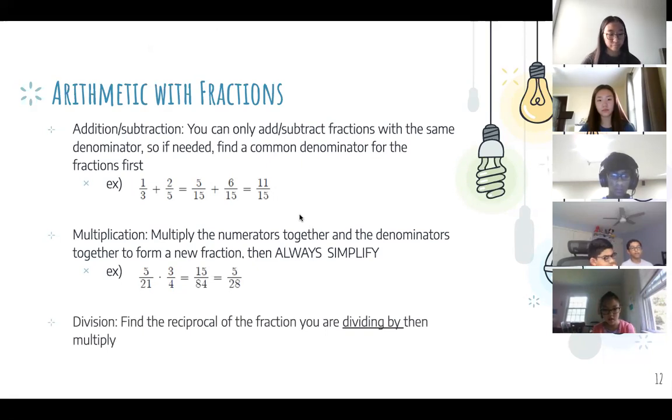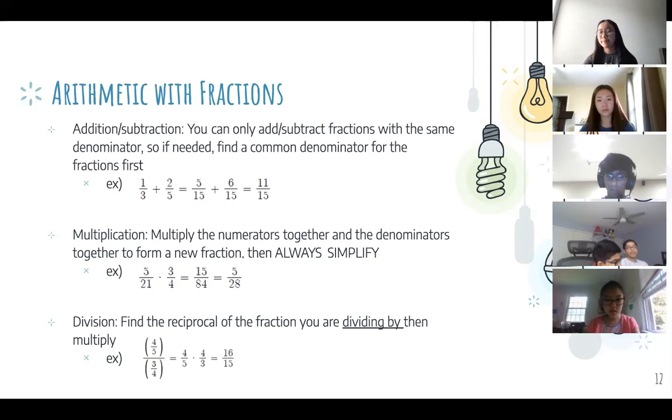And then division. Division is kind of tricky, but not really. You just need to find the reciprocal of the fraction that you're dividing by, which is the second number. So you multiply the first fraction by the reciprocal of the second number, and then you can just simplify afterwards. So 4/5 divided by 3/4 would just be 4/5 times 4/3, and that's equal to 16/15. Are there any questions about any of these four operations?